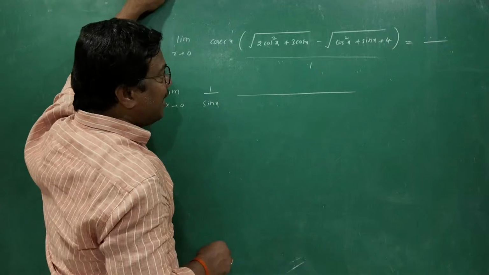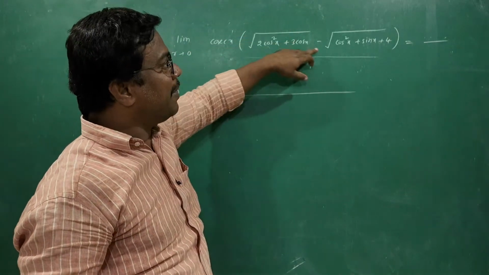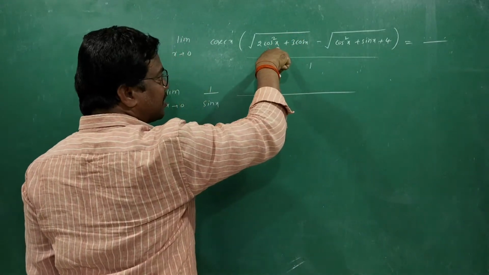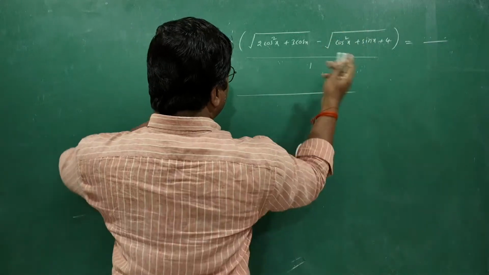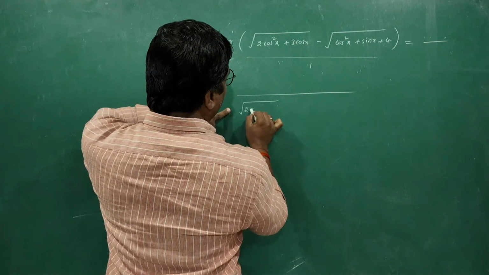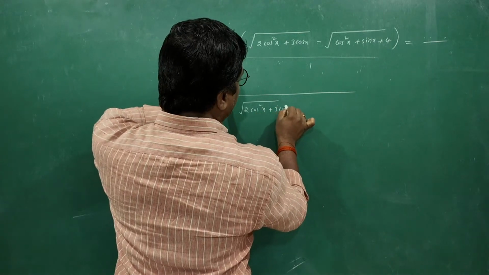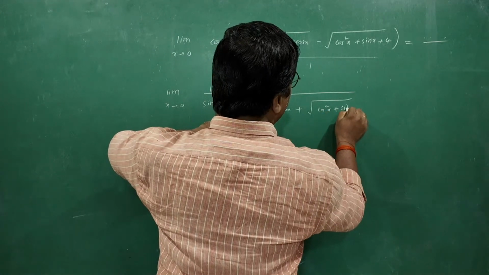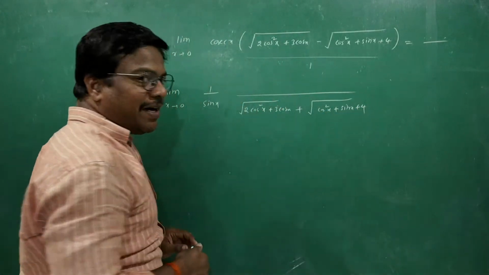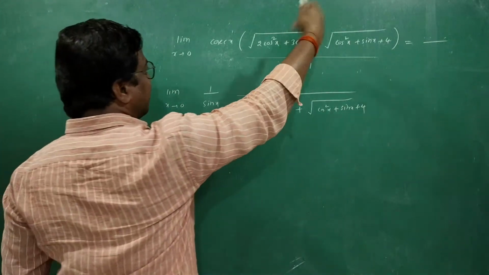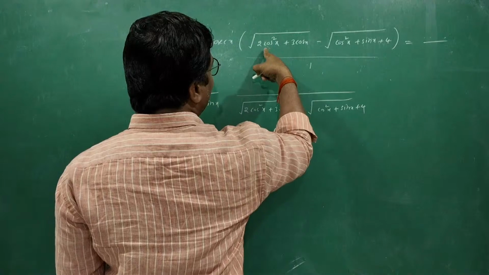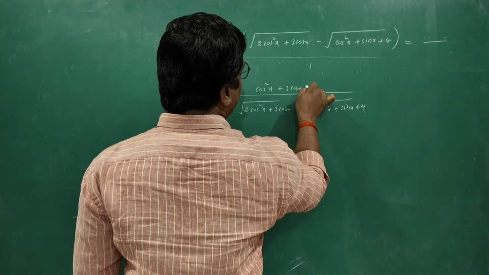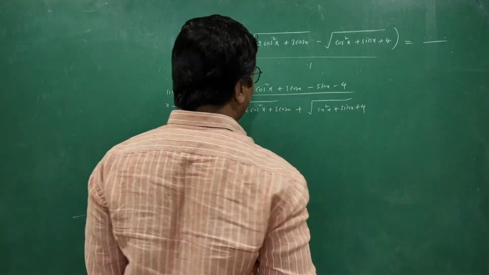That is, I am going to multiply and divide with square root of first term plus square root of second term. Okay. Root over 2 cos square x plus 3 cos x plus root over cos square x plus sin x plus 4. You have to divide as well as you have to multiply. On multiplication in the numerator, square roots get cancelled. 2 cos square minus cos square gives the result cos square x. Next, remaining 3 cos x minus sin x minus 4 you will get.